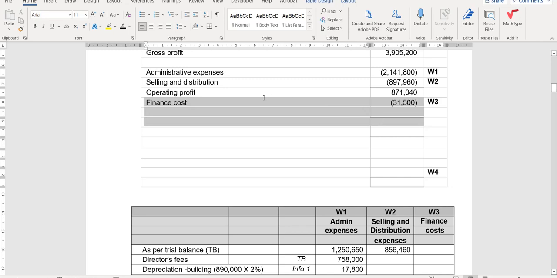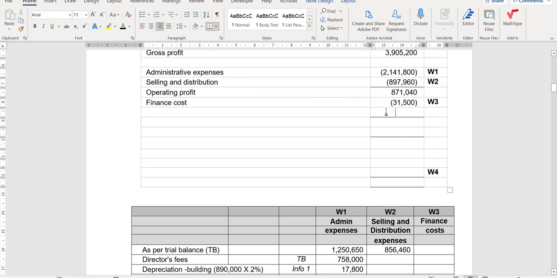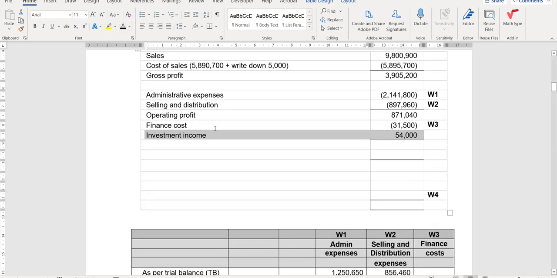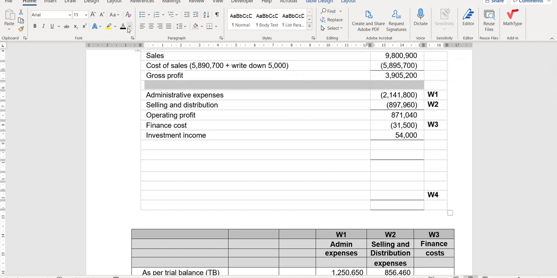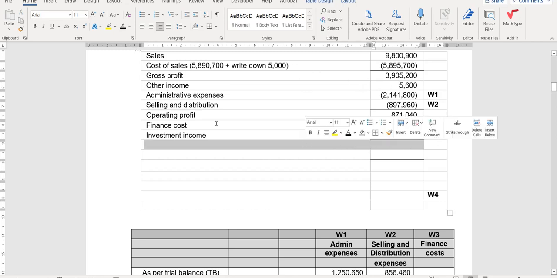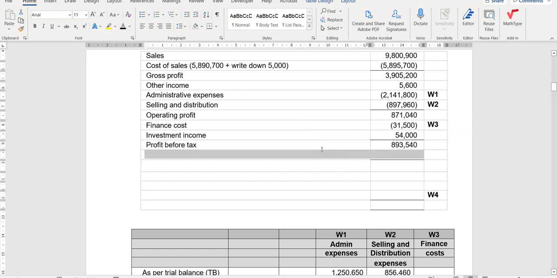Okay, it will be here. So you are going to show the item here that was investment income. Apart from that, your other income is included here right after gross profit for the other income, right? And then after that, you get your profit before tax. Now you're going to find out the taxation.